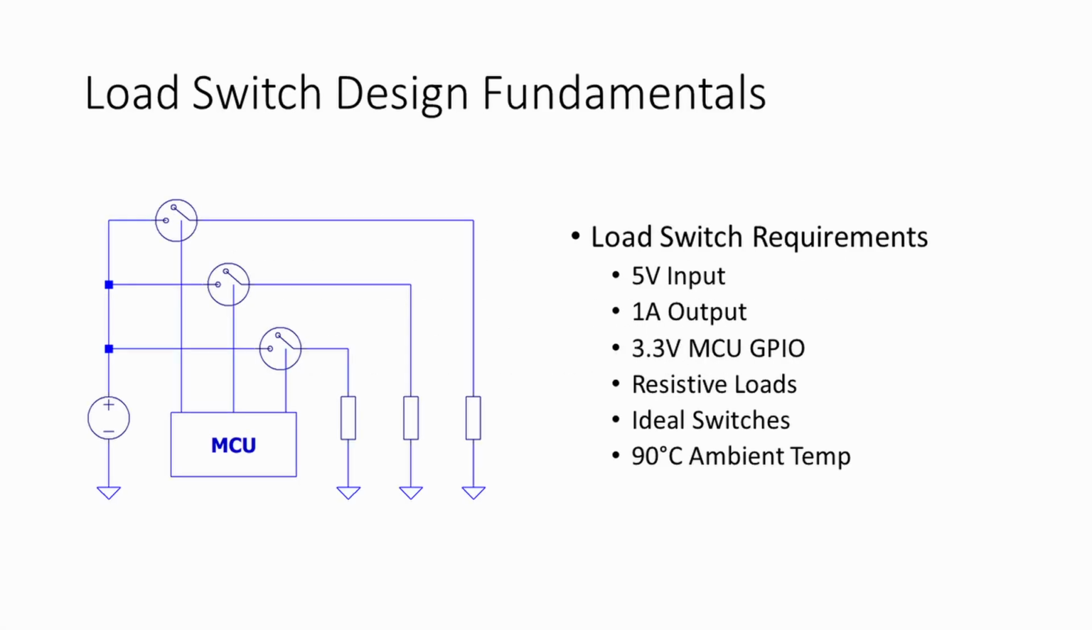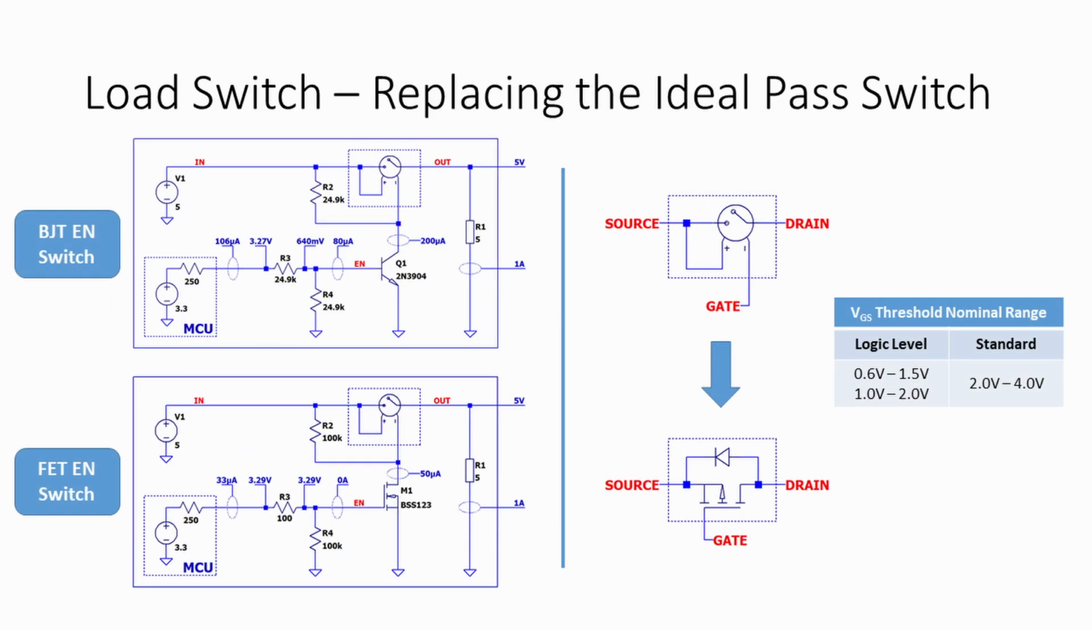In part 3 of load switch design, we'll replace the ideal pass switch with a MOSFET, getting rid of the last ideal switch. We'll take a look into how to select an appropriate part, focusing on reliability and thermal design. In this case, the ambient temp will be high, 90 degrees C. This is what we have so far.